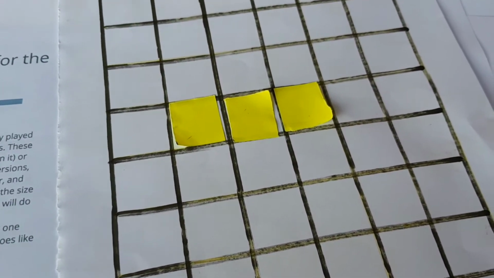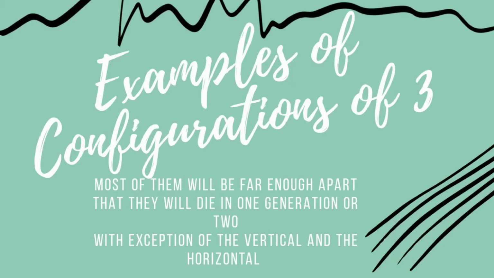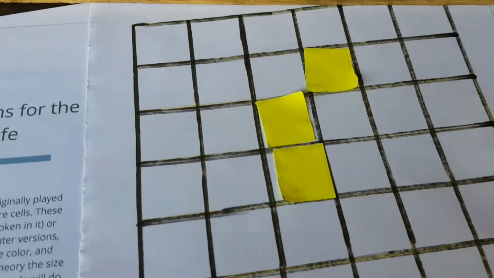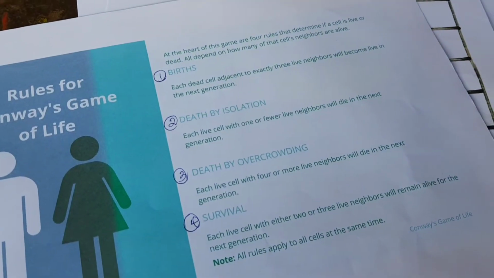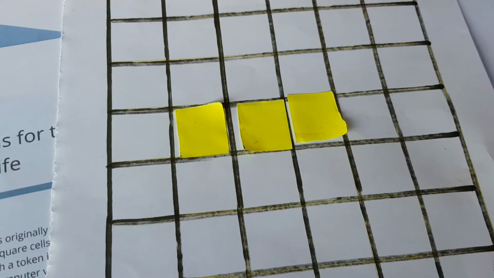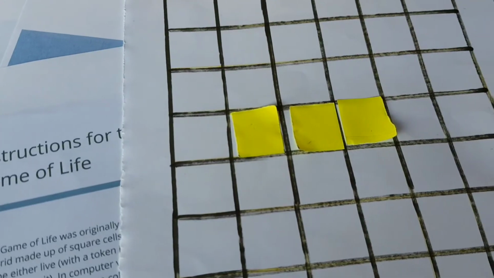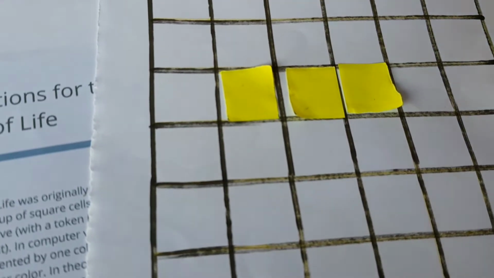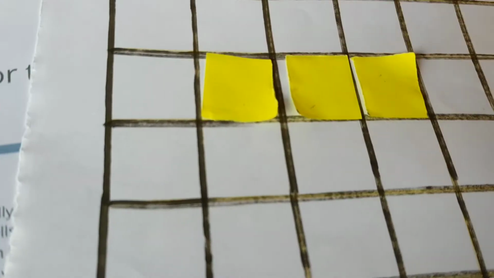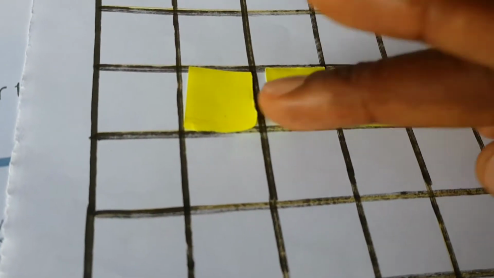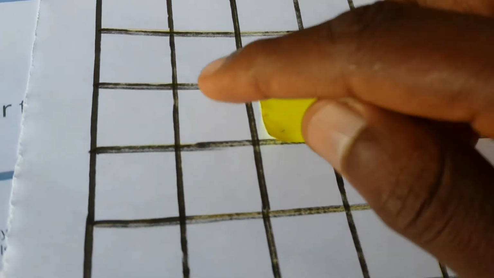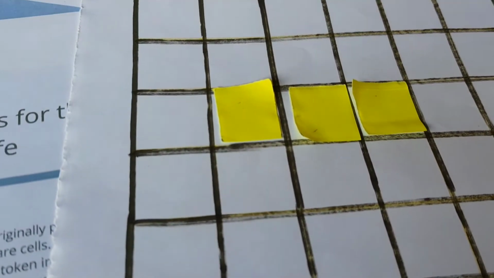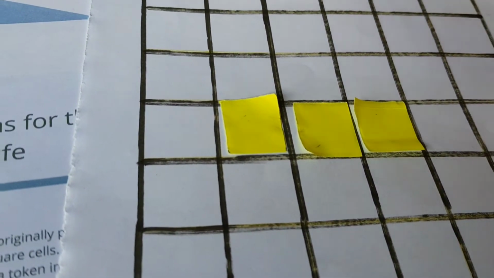Most configurations of 3 are far enough apart that they die out in 1 or 2 generations. But this is an exception. Starting with a line of 3 live cells, the 2 end cells will die because they had 1 neighbor each, while the middle cell will survive because it had 2 live neighbors. There will be 2 births.